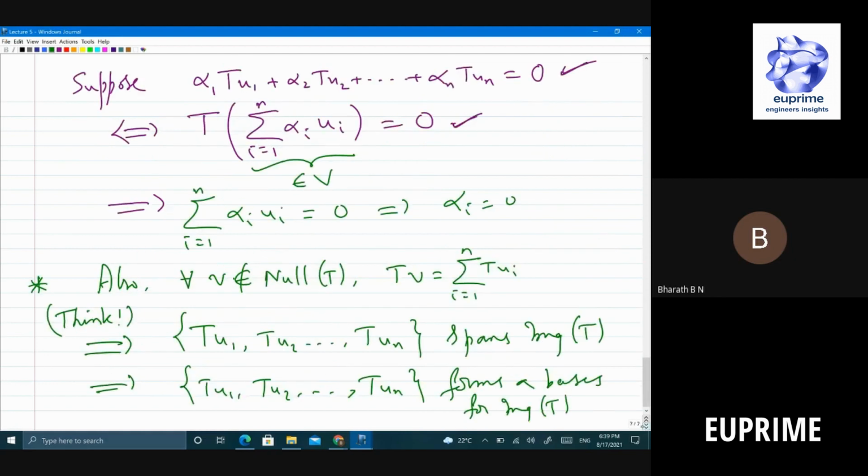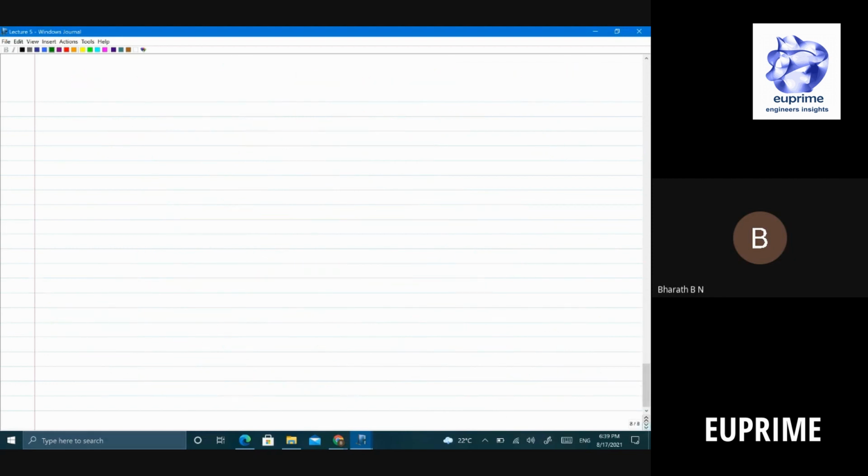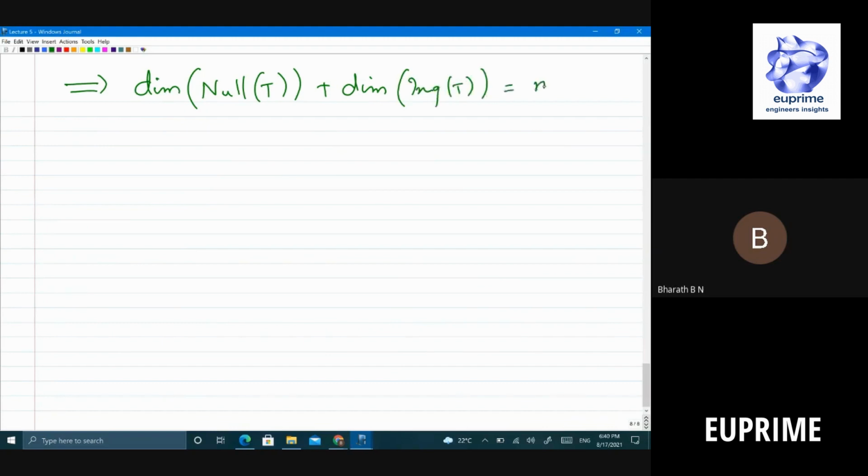Okay, so I've deliberately been a little vague here so that those who are supposed to scribe will go back, think about it and write. So this implies the dimensionality of the null of T plus the dimensionality of the image of T is equal to m plus n, right? Okay, so now let's see. So this is what is called rank nullity, right?